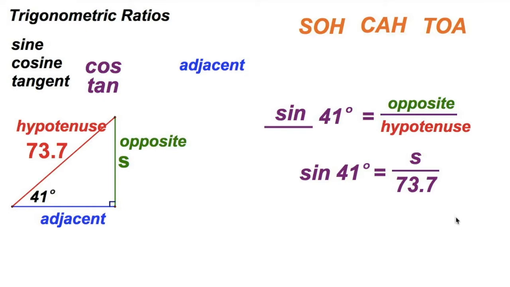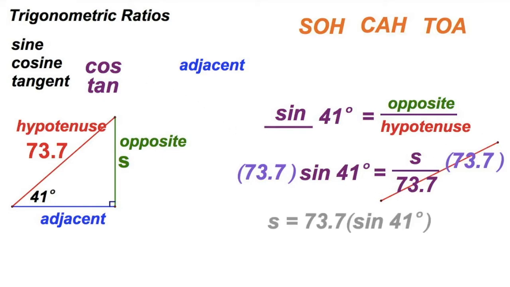73.7. Now, before we bust out the old trig, let's take care of the algebra. Let's solve for S. Well, that's pretty simple. In this example, we're going to multiply both sides of the equation by 73.7, divide that out nicely, and I'll rearrange it. I'll write it left to right using the symmetric property. And it looks like my unknown side S is equal to 73.7 times that trigonometric function, sine of 41 degrees.